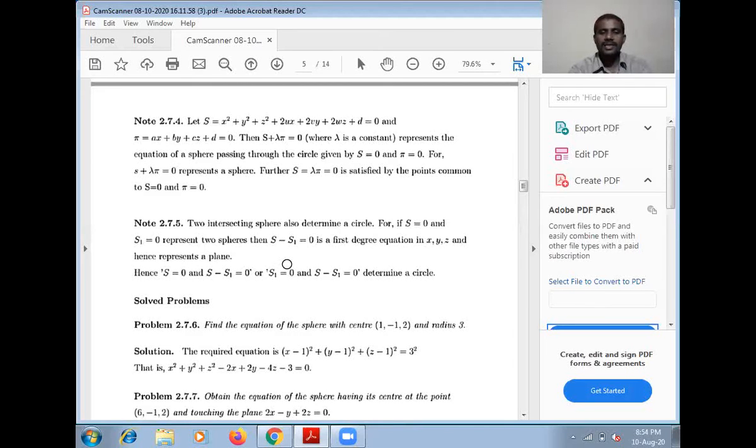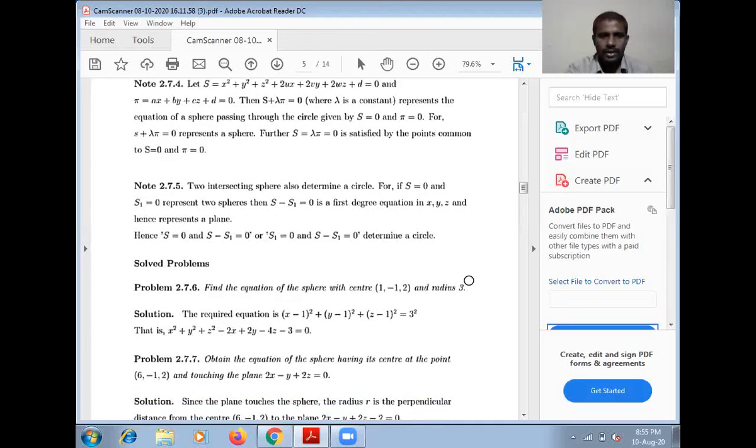then S minus S1 equal to 0 is a first degree equation in x, y, z and represents a plane. S minus S1 equal to 0 అనేది ఒక మొదటి తరగతి ఒక తల సమీకరణాన్ని సూచిస్తుంది. So S equal to 0 and S1 equal to 0, or S1 equal to 0 and S minus S1 equal to 0, determine a circle.